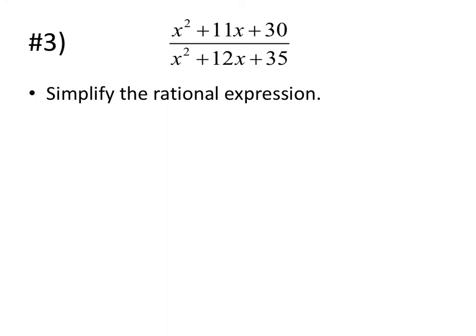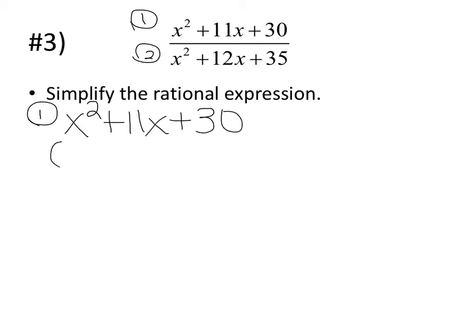Okay, so same thing here. You're going to have to factor the numerator and factor the denominator. So my numerator is x squared plus 11x plus 30. So it's going to be x plus, x plus. Factors of 30 that give me 11 are going to be 6 and 5. So this is going to be my new numerator.